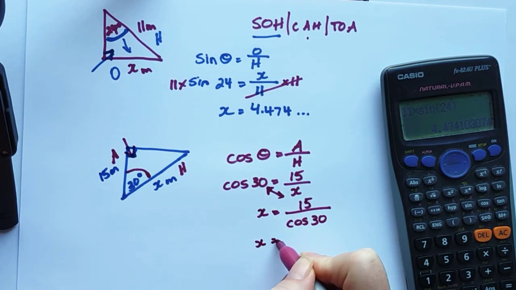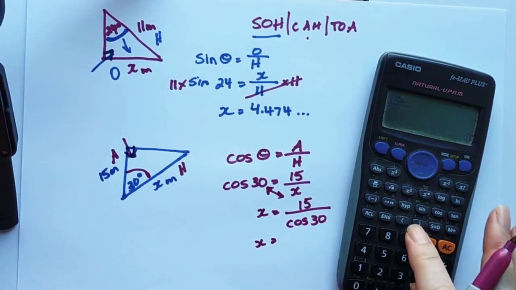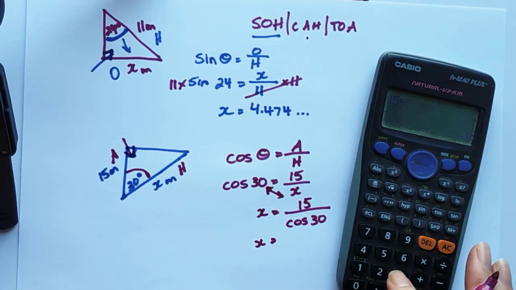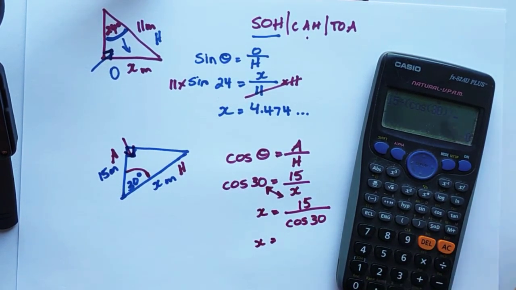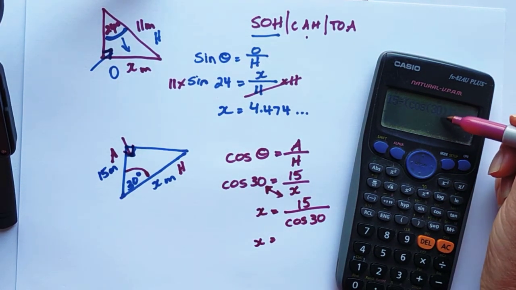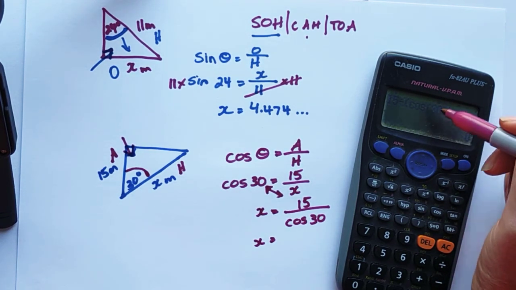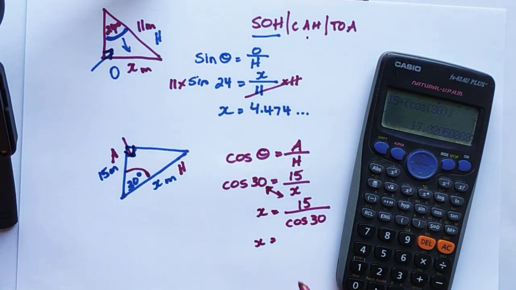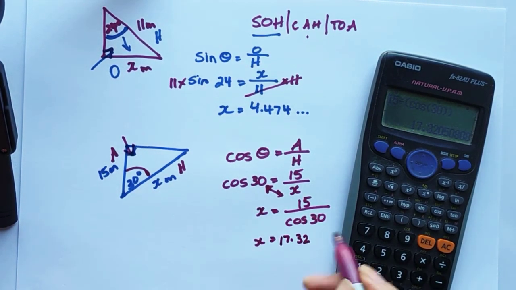So again, we type it in our calculator. 15 divided by, I'm going to put brackets around my cos 30. I have to do double brackets at the end. So one bracket is to shut the 30 off. The other bracket is to close my end bit off for the cos. Press equals, and I get that x is 17.32 meters.